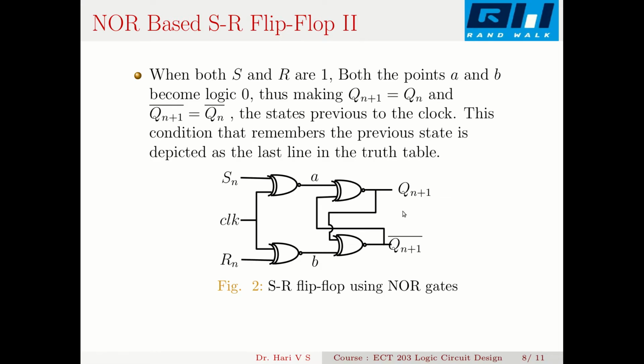Now I say that again. When S equal to 1, R equal to 0, and clock is low, what will happen? When S equal to 1, A becomes a low. When clock and R are low, that is 0 or 0 whole complement, B becomes a high. A equal to 0, B equal to 1. When B equal to 1, Qn plus 1 bar becomes a 0. This output becomes a 0. When this output and this together, 0 or 0 whole complement, Qn plus 1 becomes a high. So with S equal to 1, R equal to 0, Qn plus 1 is high and Qn plus 1 complement is a 0.